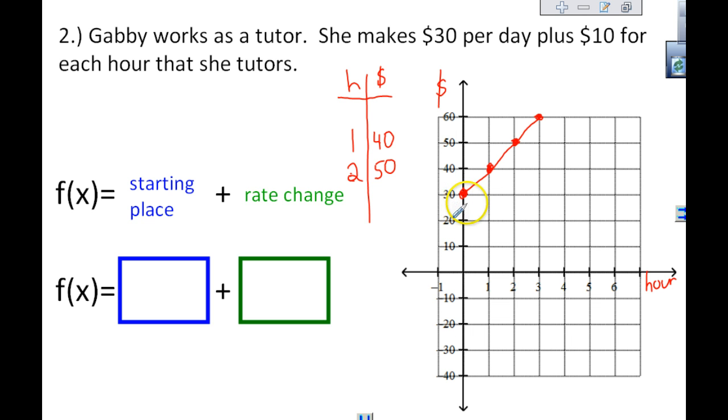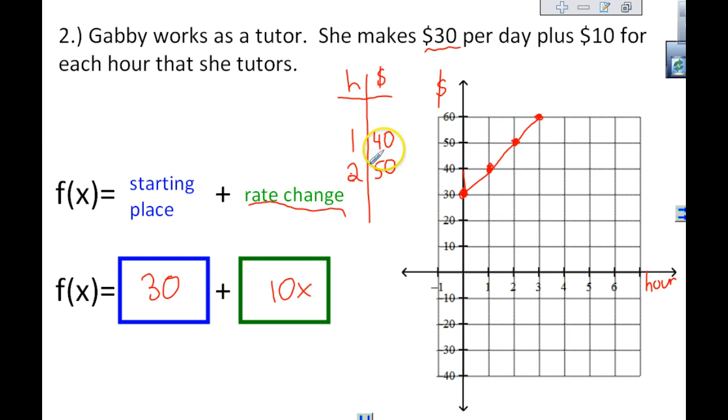We started off with $30. So our beginning, before we even begin working, we get paid $30. And then how much is it changing? Up 10 over 1, up 10 over 1. So it's changing 10. And since it's changing $10 each hour, that's how we know that's the rate of change. It's what's happening every hour.